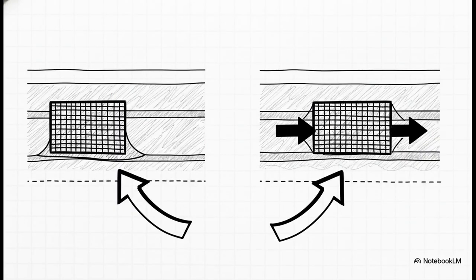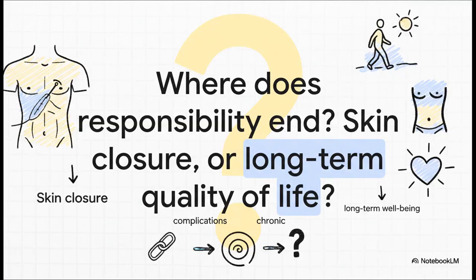Its position is absolutely critical. We can place it on top of the muscles as an onlay or deep to them as a sublay. Now, deeper placement has a significant mechanical advantage. And why is that? It's because the body's own intra-abdominal pressure, the very force that caused the hernia in the first place, now works for us. It pushes the mesh against the abdominal wall, holding it firmly in place. It's really quite elegant.